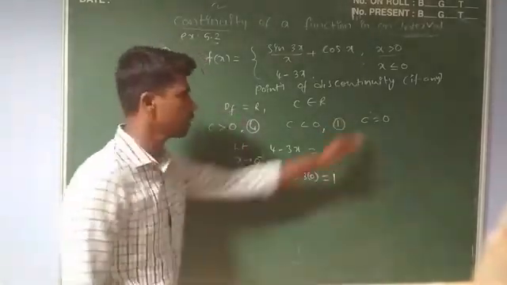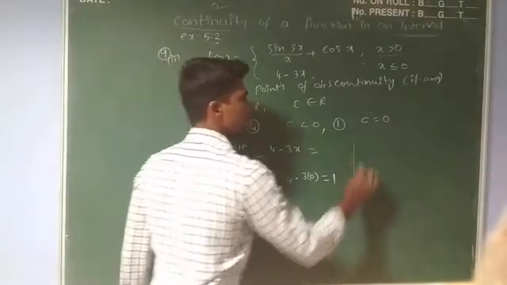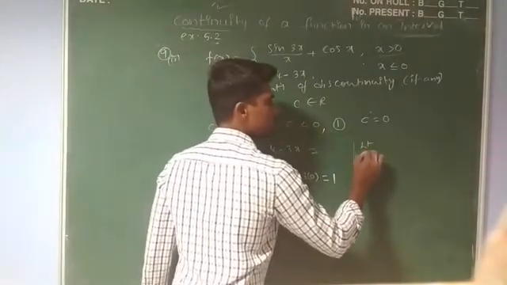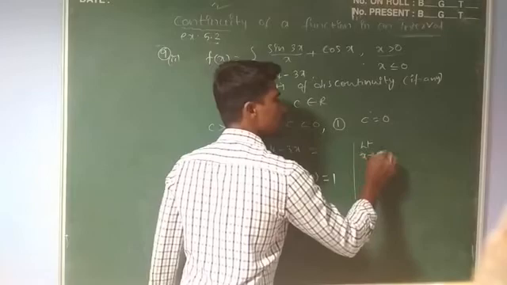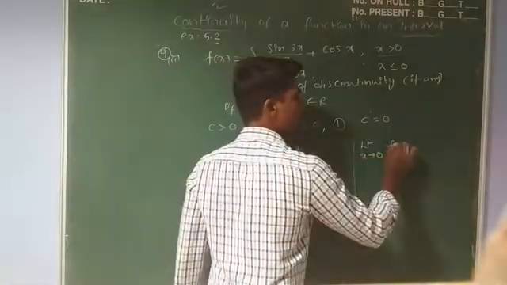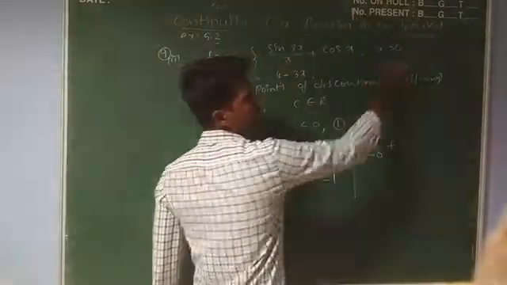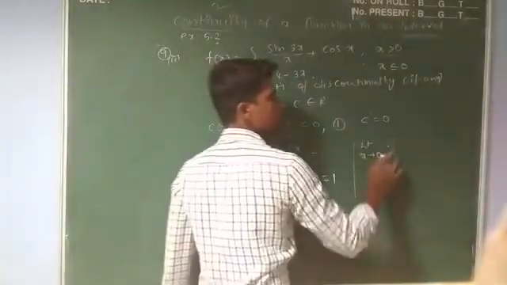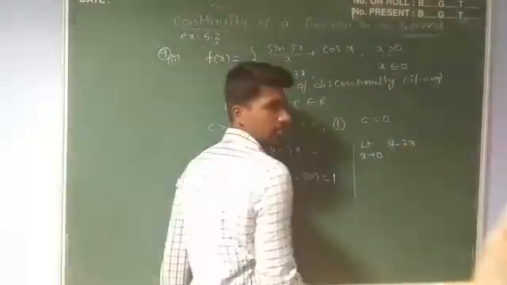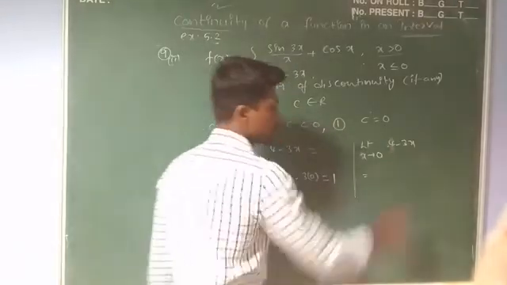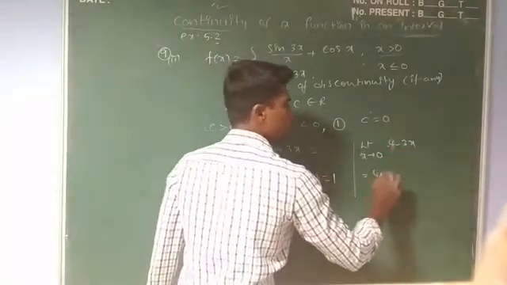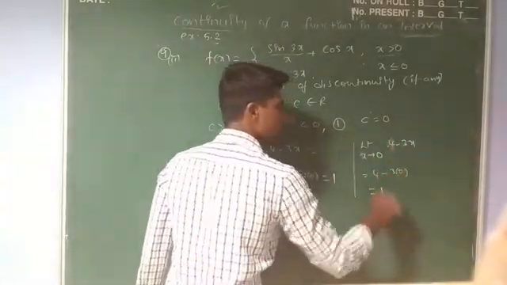What about c equal to 0? For c equal to 0, limit x tending to 0 of f of x. What is f of x for x tending to 0? 4 minus 3x. Substitute x value 0 in this: 4 minus 3 into 0, which is nothing but equal to 1.